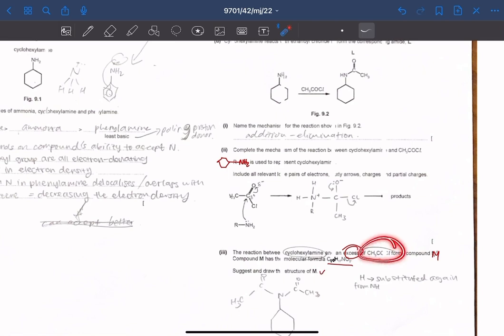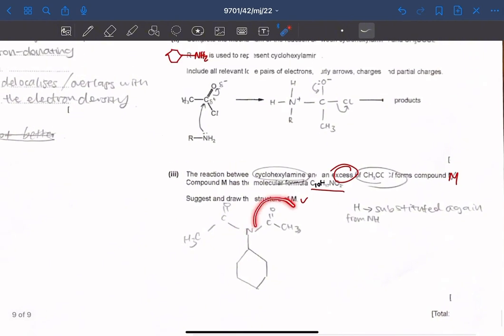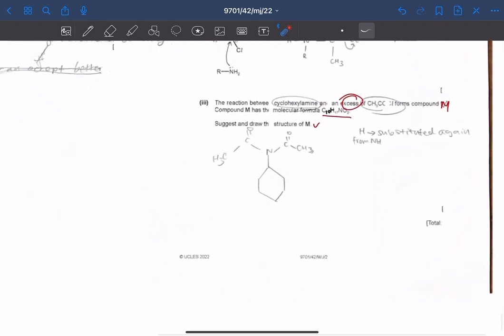Because there's an excess of CH3COCl, CH3COCl can react again with L to form M. And so the other H is substituted to form the same thing as here. This group is copied to the other side. And so this is formed, and it is cyclic, not a benzene. Remember that this is cyclic. And as I've written here, H is substituted again from the NH. And that's it for this video. Thank you for watching.